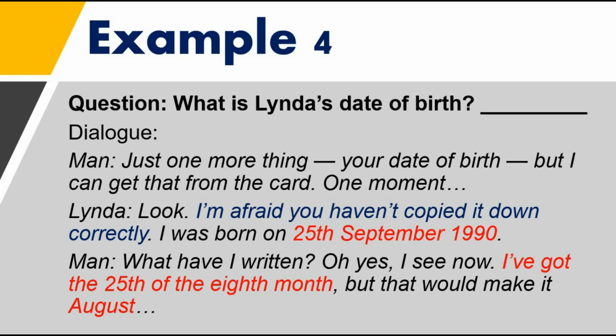Example 4. What is Linda's date of birth? Look at this. Look, I'm afraid you haven't copied it down correctly. I was born on 25th September 1990. What have I written? Oh yes, I see now. I've got the 25th of the 8th month, but that would make it August.